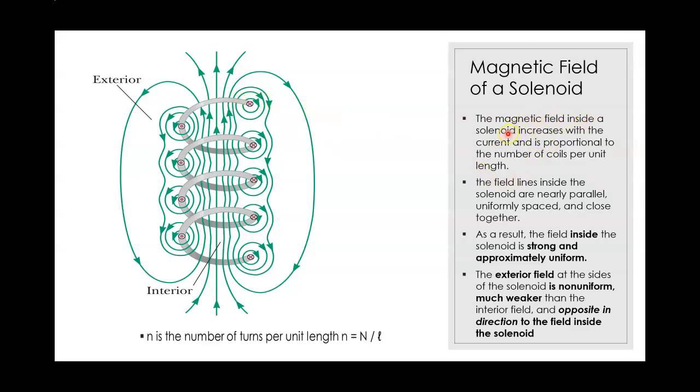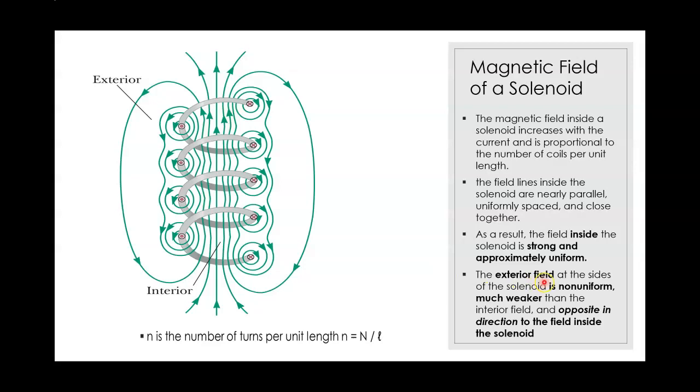The magnetic field inside a solenoid increases with the current and is proportional to the number of coils per unit length. So ini remember, the magnetic field inside a solenoid increases with the current and is proportional to the number of coils per unit length. Notice that the field lines inside the solenoid are nearly parallel. Cuba kamu tengok, inside the solenoid nearly parallel or uniformly spaced and closely together. As a result, the field inside the solenoid is strong and approximately uniform. Cuba kamu tengok di dalam ini uniform.